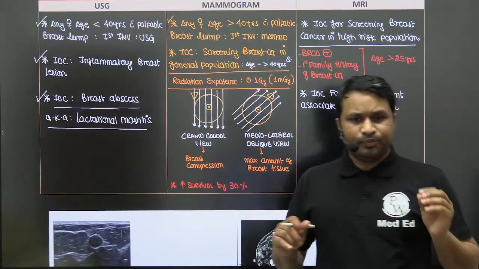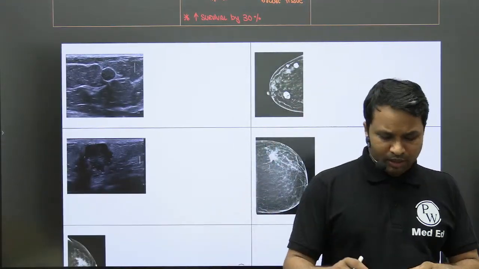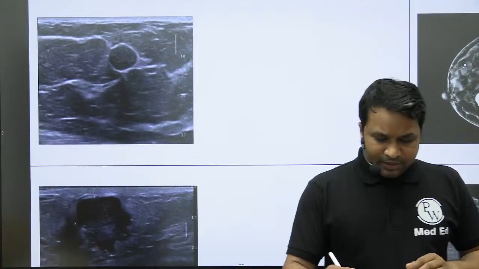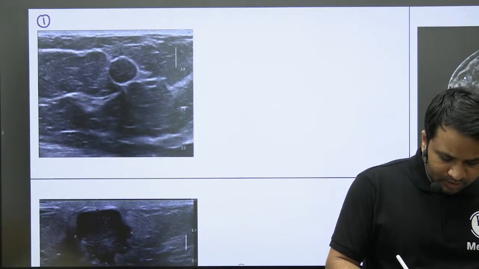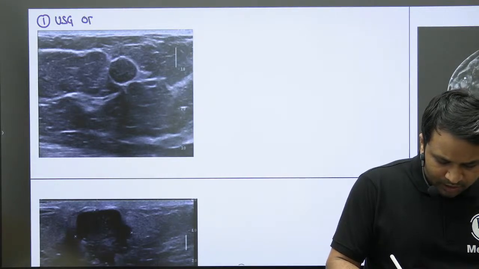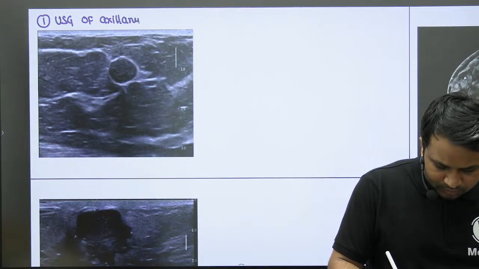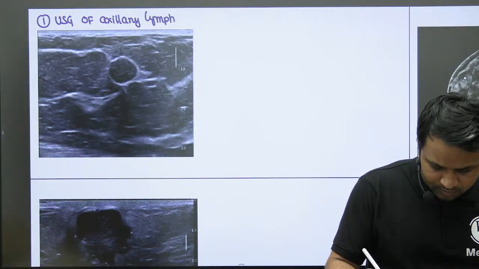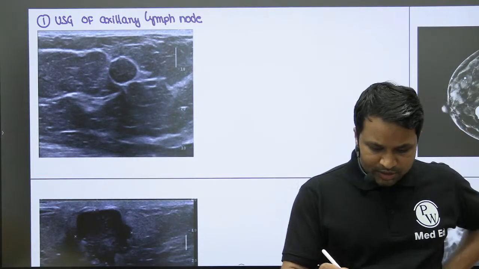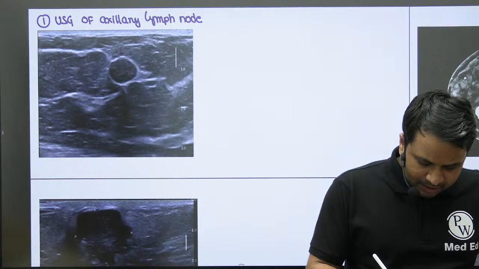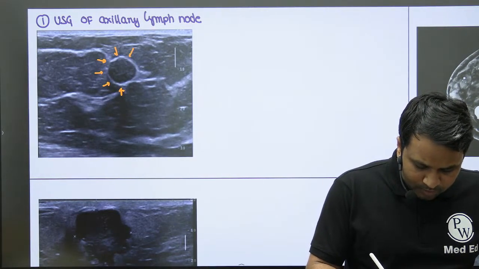Now, there are certain things that you should be able to interpret when you get these findings. So I'm going to give it to you in a very component way. The first image that I would like to depict here is an ultrasound of an axillary lymph node. When you look at this, what is the first thing I see? The first thing I see is that all the borders are uniform. So there is a uniform margin.